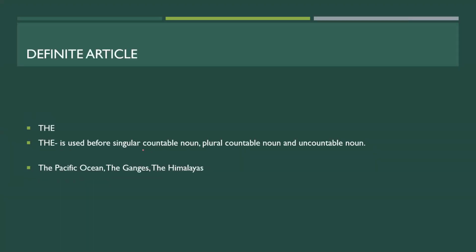Then comes the definite article the. We use the before a singular countable noun, plural countable noun, or uncountable noun. Basically, we use the for definite, specific things. When definite words are there, we use the before them, just like the Pacific Ocean, that is specified, the Ganga, the Himalayas. So this is the definite article.